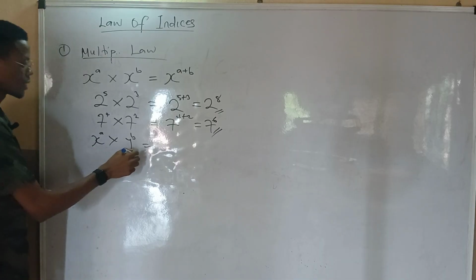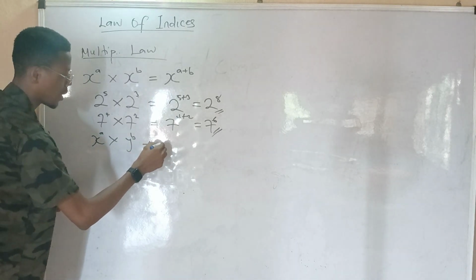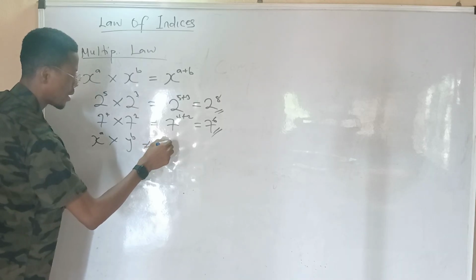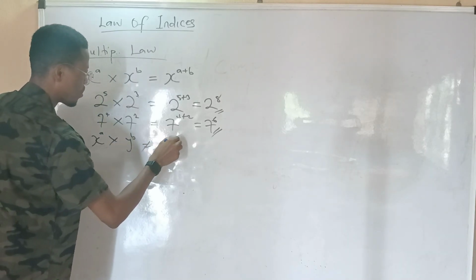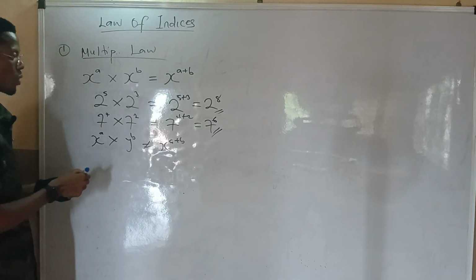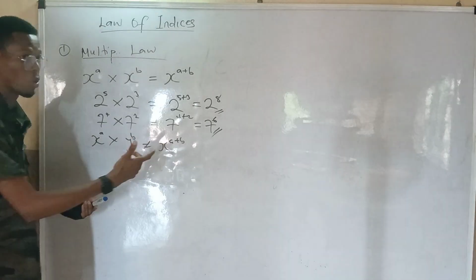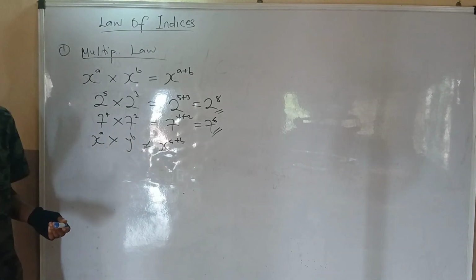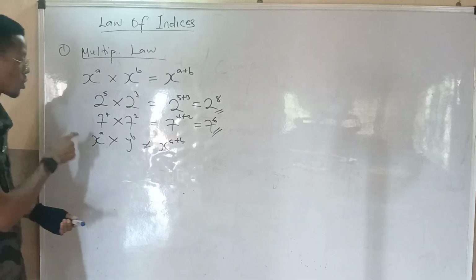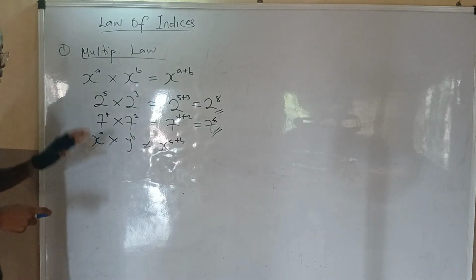Now this means that this is not equal to x to the power of a plus b. Are you getting it? Because we don't have similar bases. The bases here are not the same. What about the y? Are you seeing it? So this does not work. Whenever you have different bases, it's not possible for you to add up the powers. That is what indices is actually telling us.